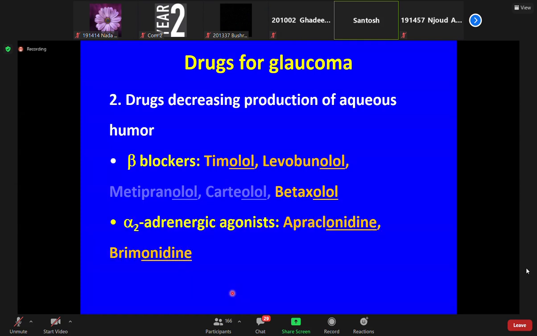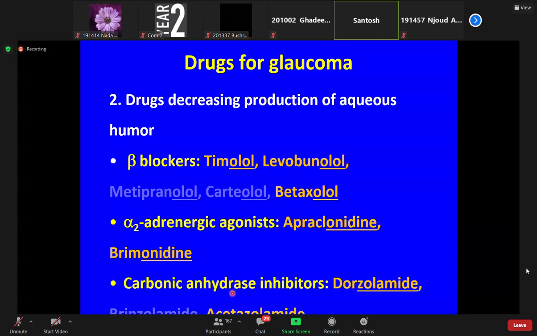Then we have alpha-2 adrenergic agonists, apraclonidine and brimonidine. Again, the ending is onidine. These are alpha-2 adrenergic agonists. You have done these, beta blockers and alpha-2 adrenergic agonists, in your autonomic block, so you are familiar with these drugs. It's just that they have another clinical use. Their mode of action and side effects you already covered. You understand the autonomic nervous system and their drugs.